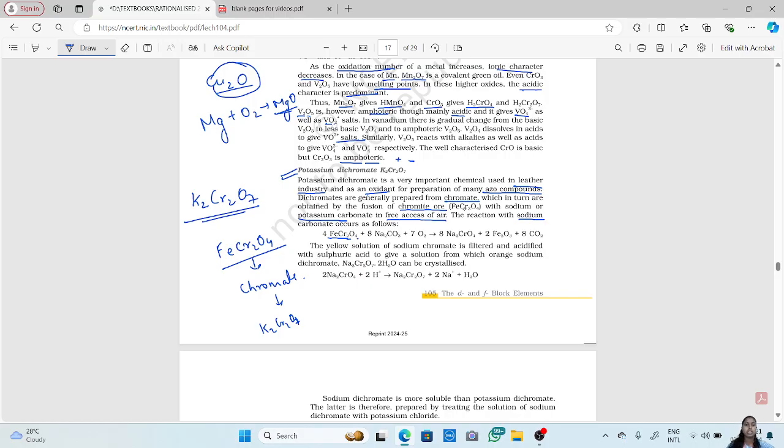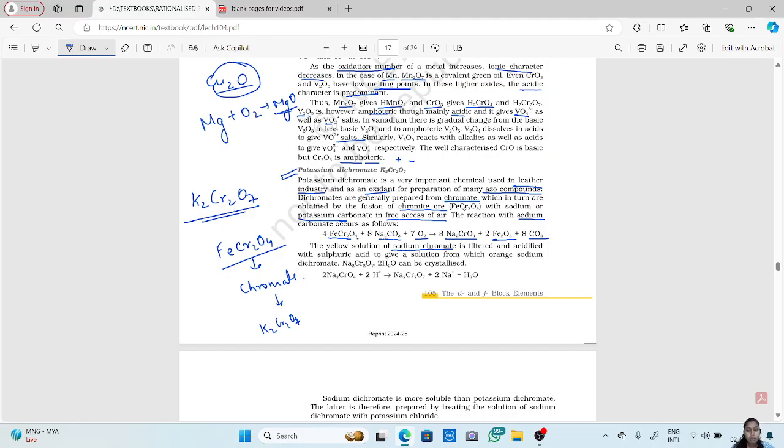So the reaction is FeCr2O4 plus Na2CO3 plus O2 gives Na2CrO4, that is sodium chromate, plus Fe2O3, ferric oxide, plus CO2 that is released. So the yellow solution of sodium chromate. Sodium chromate has a yellow color, so it is a yellow color solution. The yellow solution of sodium chromate is filtered and acidified with sulfuric acid.